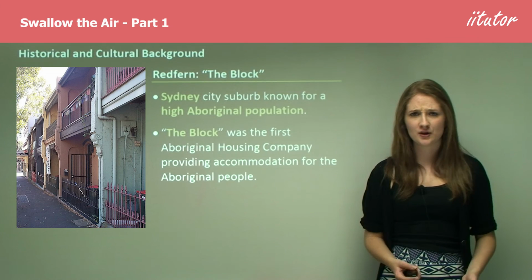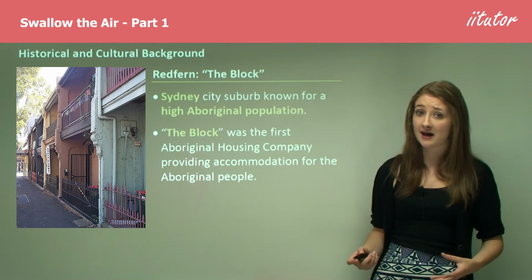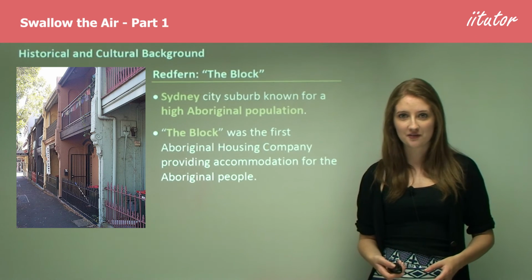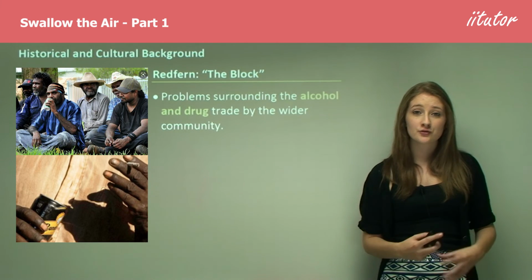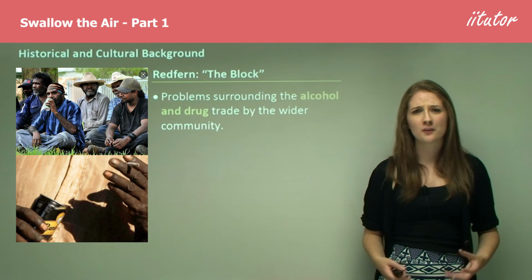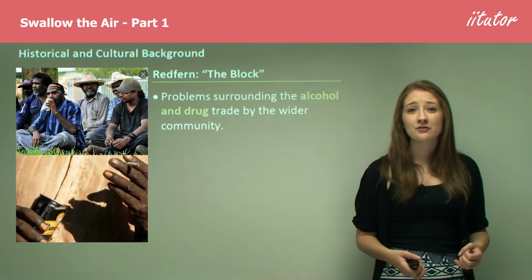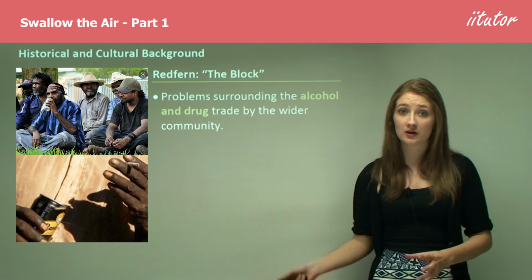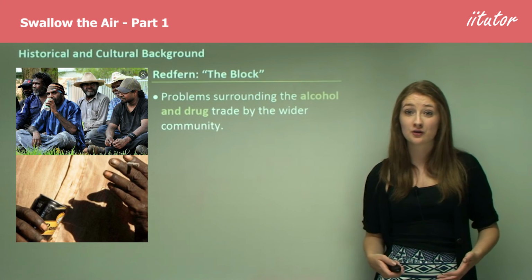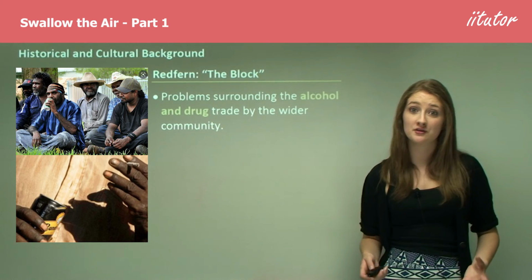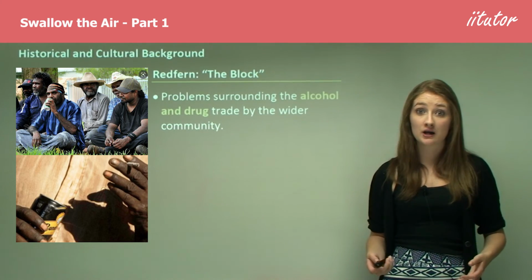So just like the government offers housing to people who are disadvantaged, this was a very similar sort of policy. Problems surrounding the alcohol and drug trade, however, began to infiltrate this place because it was really picked on by the wider community and victimized through things like the gangs which are experienced in this novel. So it really became a place that had a lot of struggles. Even though it was traditionally a positive place, it also became a place of hardship.